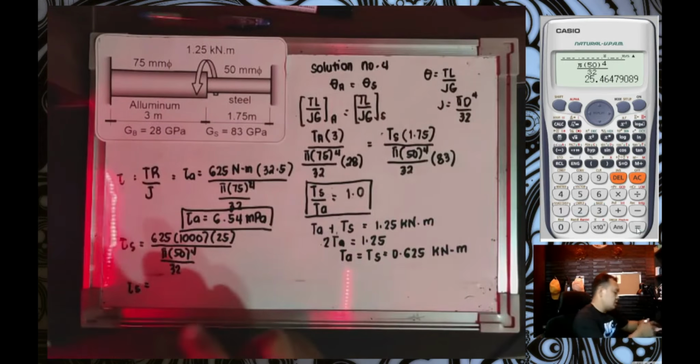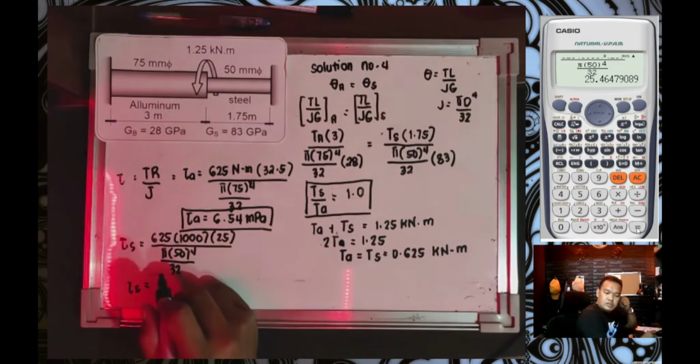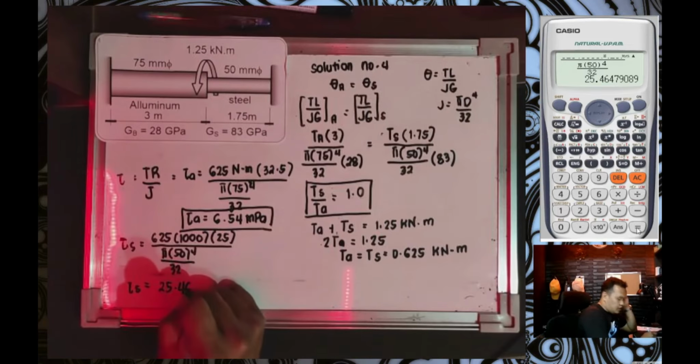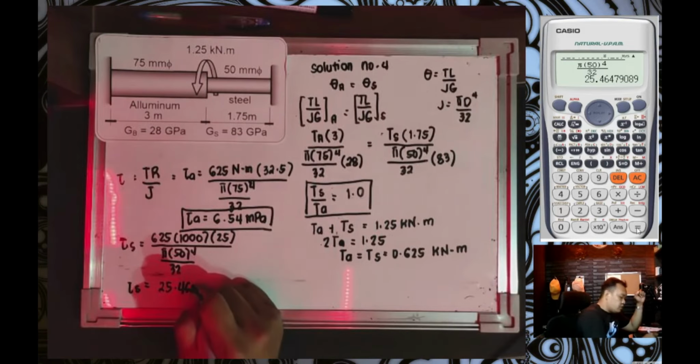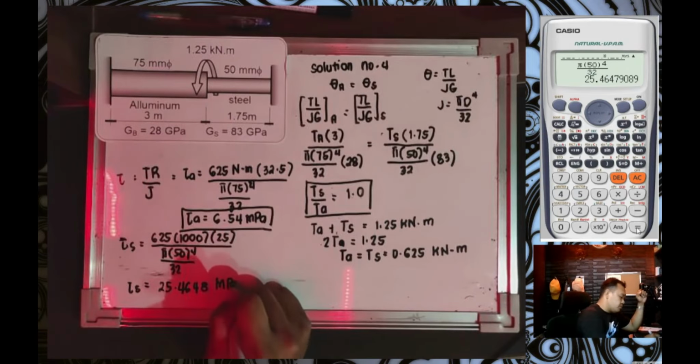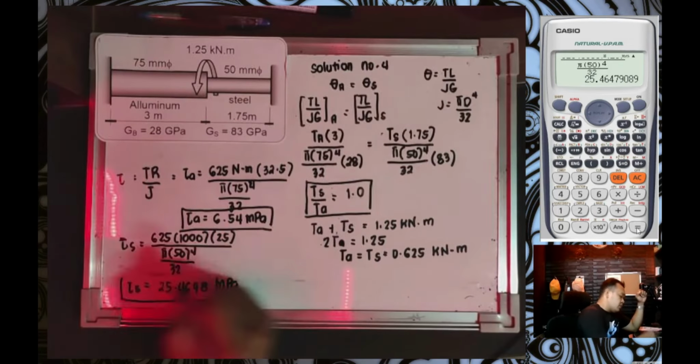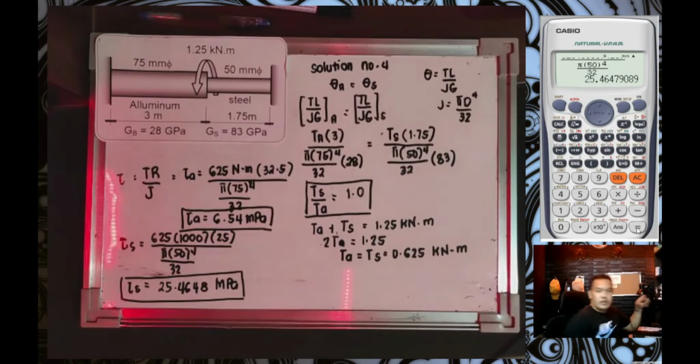So, meron kang 25.463 4647 MPa. So this will be the answer for question number 3.